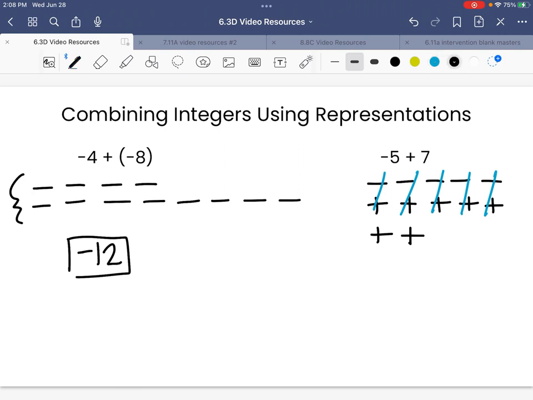So I am left with only 2 pluses, which represents that my solution is a +2. So -5 plus 7 is a +2.